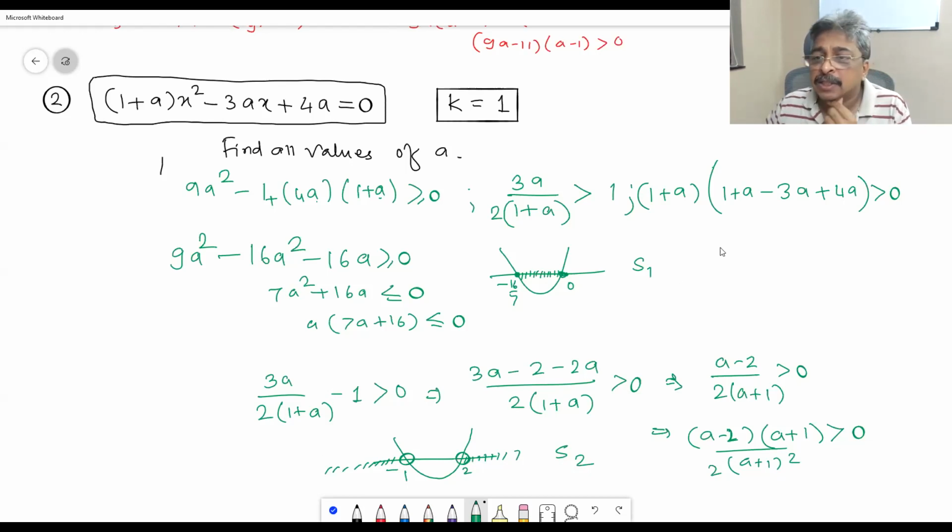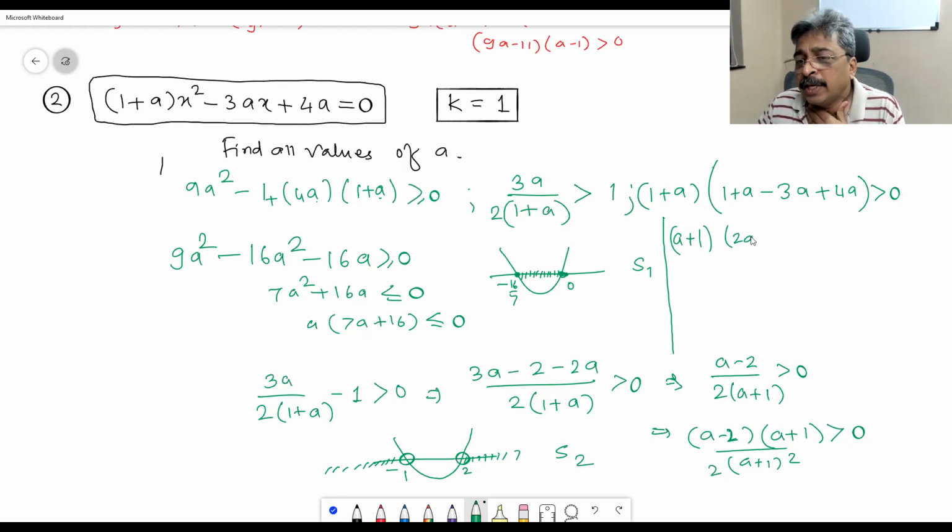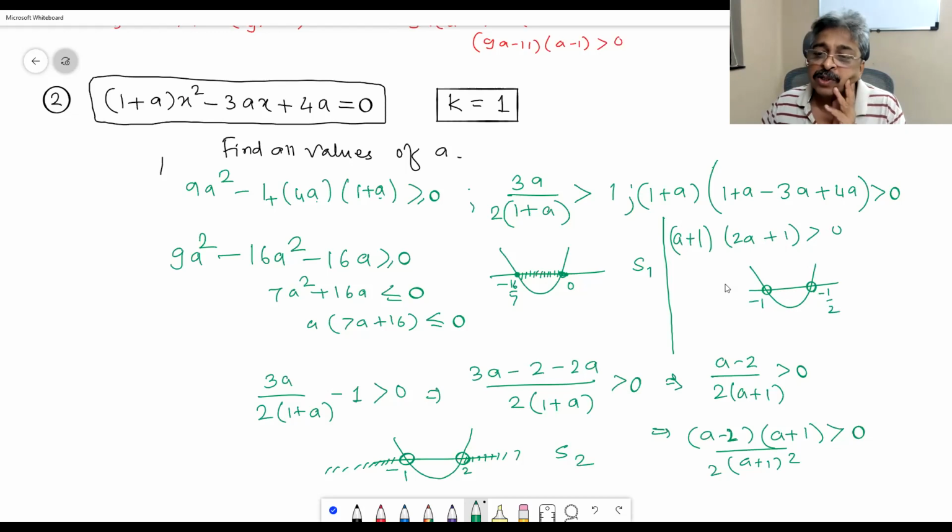Okay, and S3, what is S3 saying? How much is this inside bracket? This is a plus 1 into 2a plus 1 will be greater than 0. So one factor gives minus half, the other minus 1. So this is a hollow circle. Minus half is greater than minus 1.